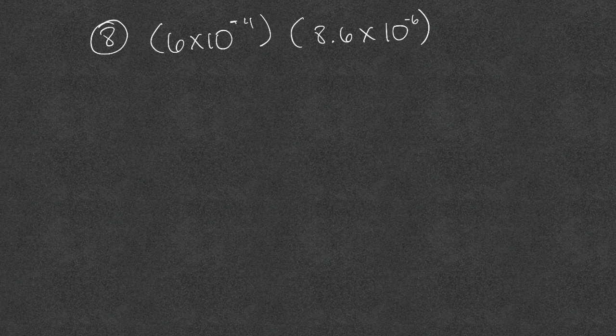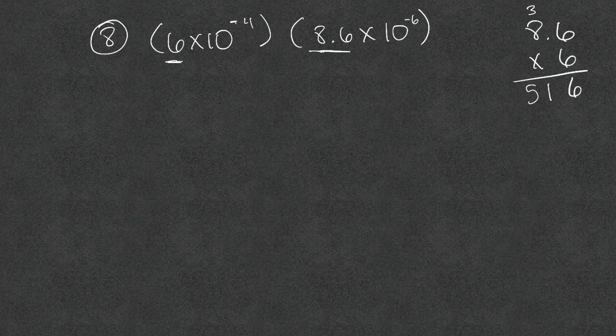Okay, so first, what are we doing? Let's look at this. Well, 8.6 times 6. 6 times 6 is 36. 6 times 8 is 48, plus the 3 is 51. We'll move over our decimal place, and we have a 51.6.